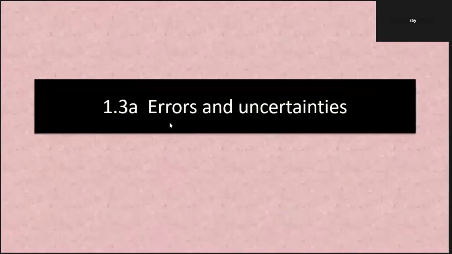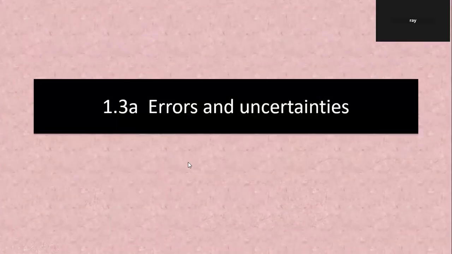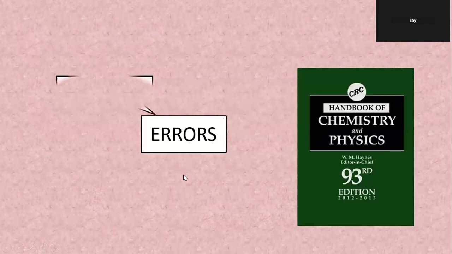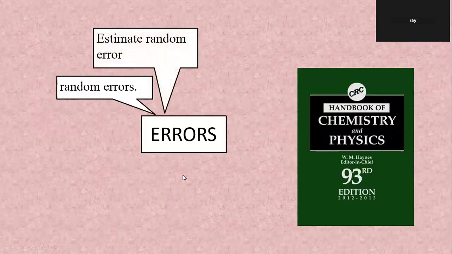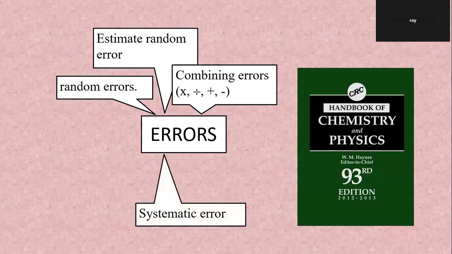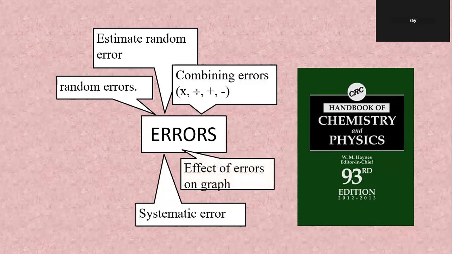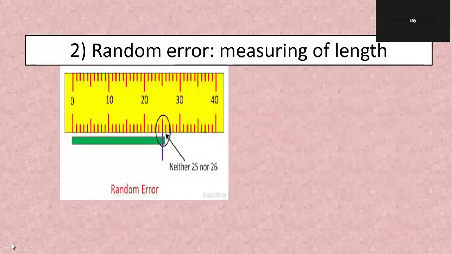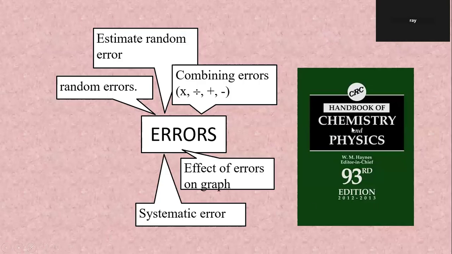Okay. Let's go to errors and uncertainty, 1.3a. Random error. Estimate random error. Combination of errors. That means when you multiply, divide, subtract or add the quantities, how do you combine the errors? Then we go to systematic error, effect of errors on graph. This book has all the physics and chemistry constants that you determine in your physics lab. You can find it accurately measured.